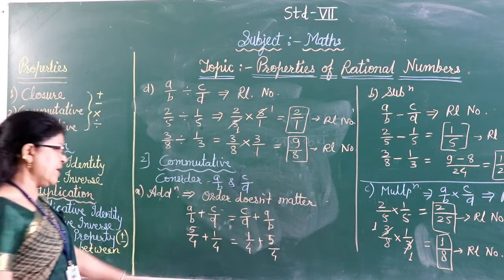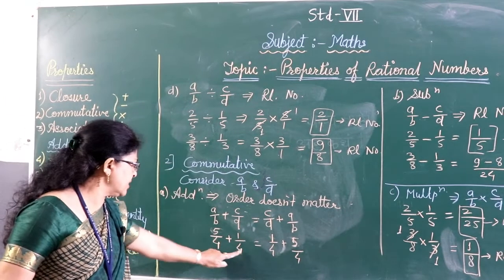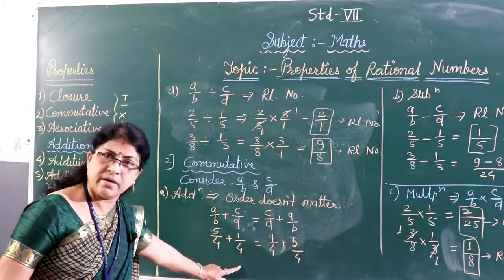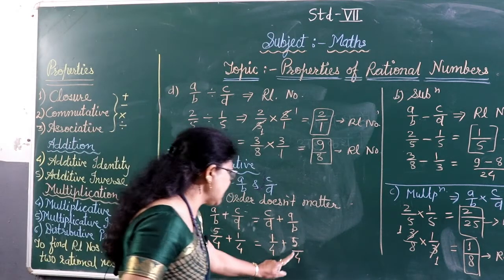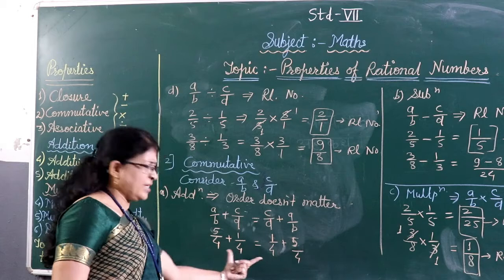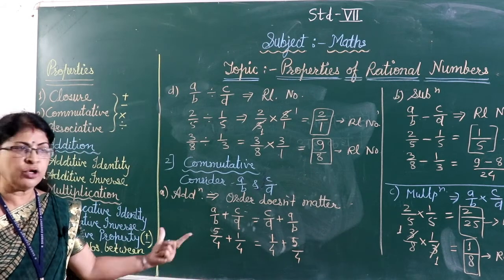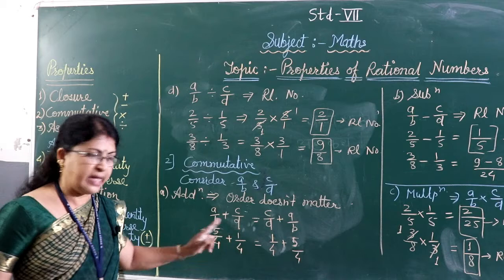Now what answer you will get here? Denominator is same, so here you will get 5 plus 1, 6 upon 4, which is a rational number. Here also you will get the same answer, 5 plus 1, 6 upon 4. Both sides are equal, which means we can say addition of rational numbers is commutative, right?